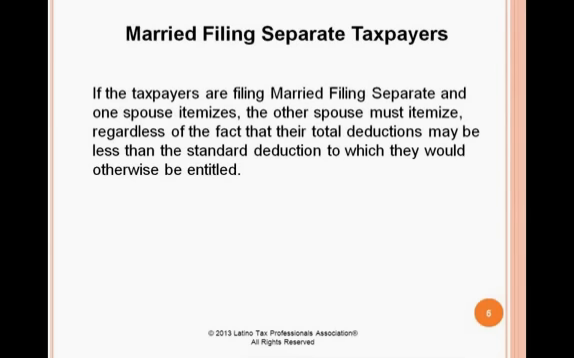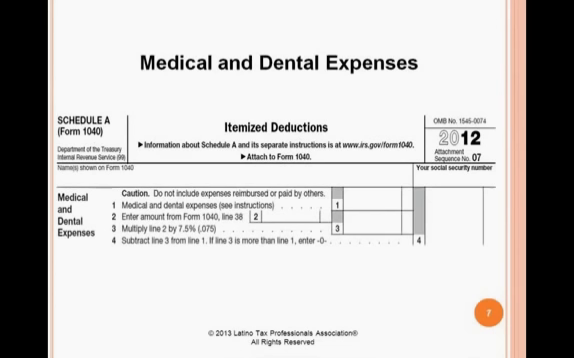Makes sense. Now, married filing separate taxpayers is a unique category. If the taxpayers are married filing separate and one spouse itemizes, the other spouse must itemize regardless of the fact that their total deductions may be less than the standard deduction to which they would otherwise be entitled. Again, experience shows that if one benefits from itemized deductions, probably the other spouse does not benefit and will actually be impacted with itemized deductions. But they don't have a choice.